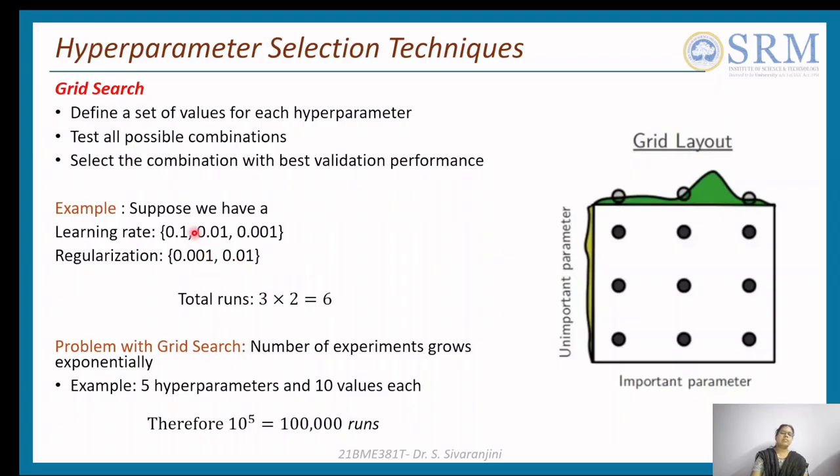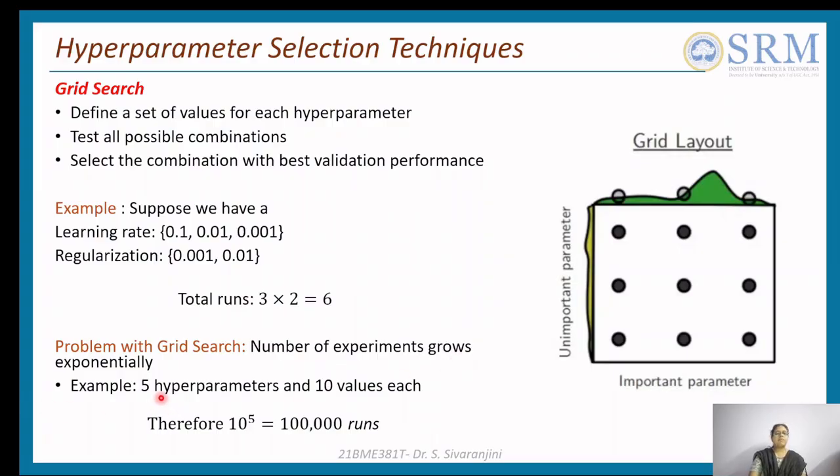How does it decide? It gives you combinations. The first learning rate and the first regularization become one combo, the next learning rate and the next regularization become another combo, and similarly the third and the fourth. The total becomes 3 into 2, which is 6. Now the number of values is small, so grid search seems easy. But when the number of experiments grows, we have more problems with grid search.